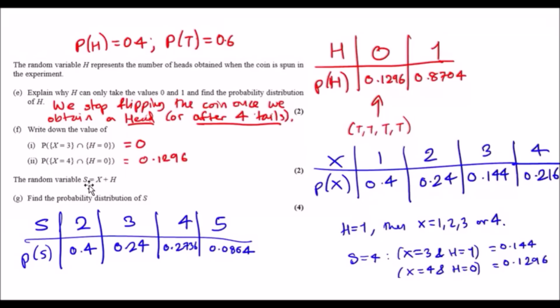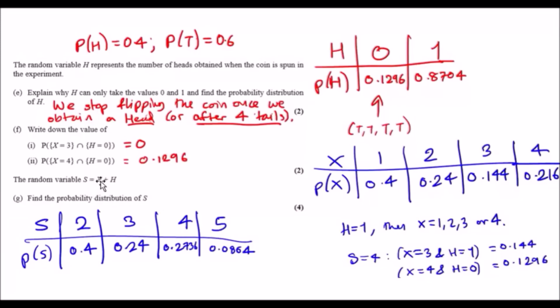So the random variable S equals X plus H. So just a quick recap, I put the X distribution here. Now X plus H, to get S, just means you're adding up these values here, like 1, 2, 3, 4 with 0 and 1. Now here we go, find the probability distribution of S. Okay, so this one we need to take our time here.